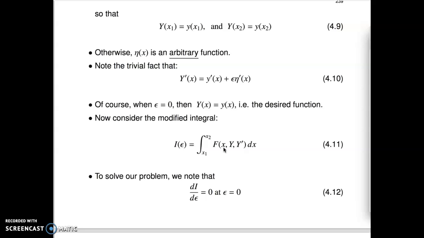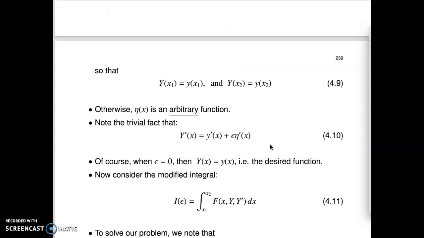Now, whatever this integral is, first of all, we note again that the integrand is just a function of x. It depends explicitly on x, but also implicitly on x because big Y and big Y primed both depend on x. So this is just a function of x, and we're going to integrate it between x1 and x2.